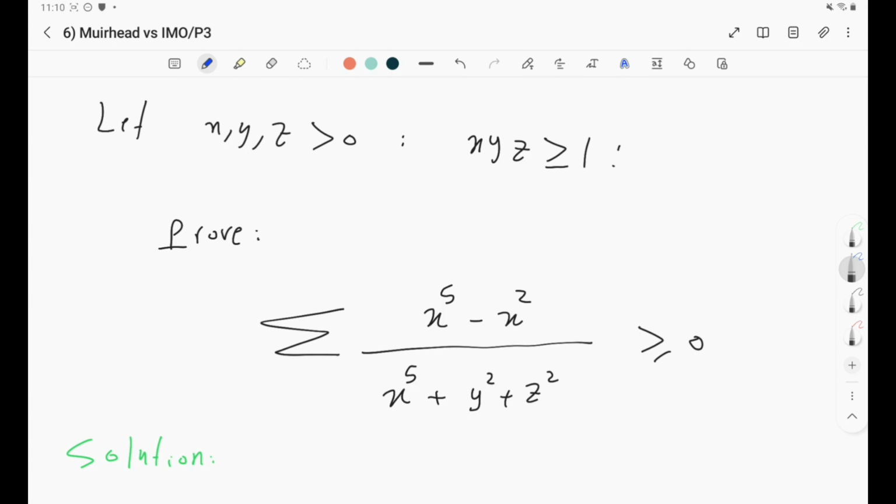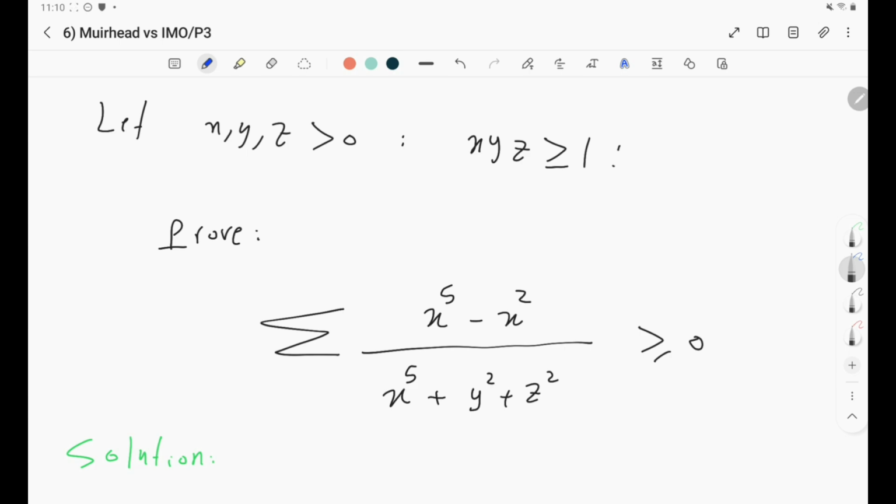Well, you guessed it. We simply try to homogenize it and get rid of the condition. However, how can we get rid of this condition? It's xyz is greater than 1. It's not like it's equal to 1, so we can always substitute x, for example, as 1 over yz, or try to decrease the degree of this. We need to be careful here because we have an inequality. We cannot just say it's equal to.